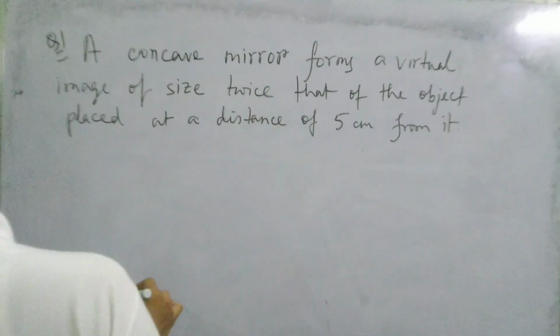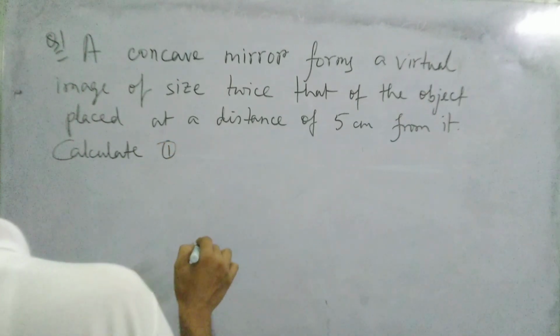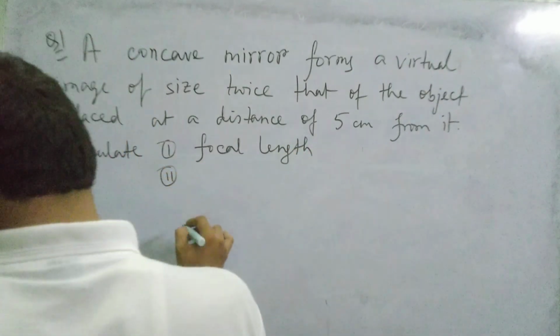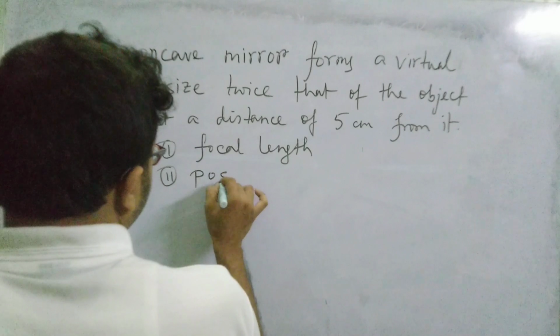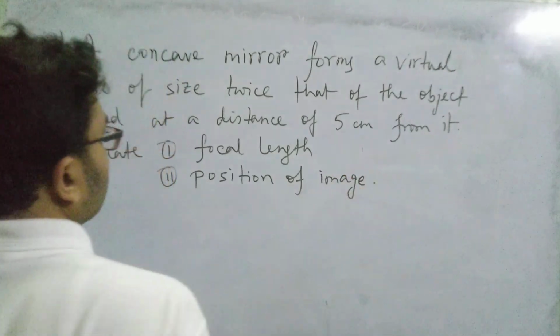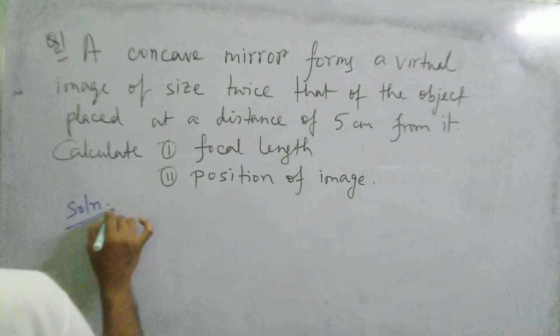It has been asked to calculate the first part, the focal length of the mirror. The second part says, the position of the image. So these are the two things that you have to find out. As I have discussed in the previous class, we will first of all write down the given information that we have. So what information is given? Let us see the solution.